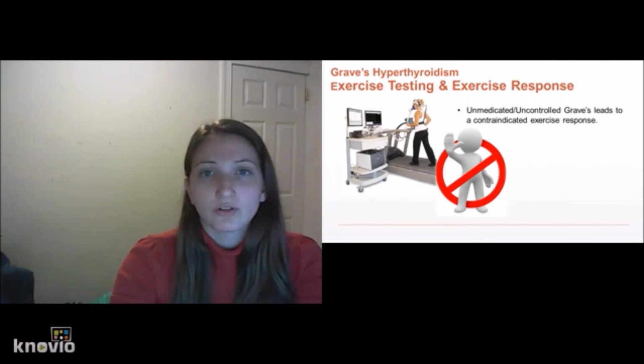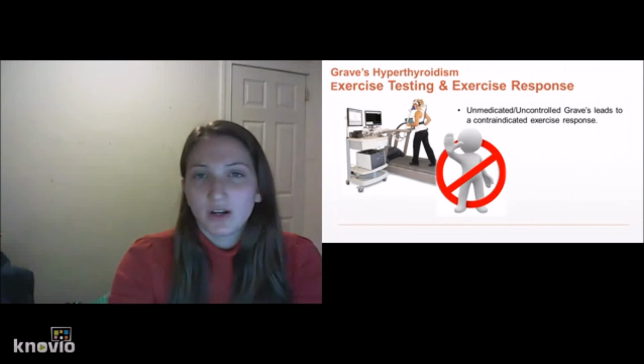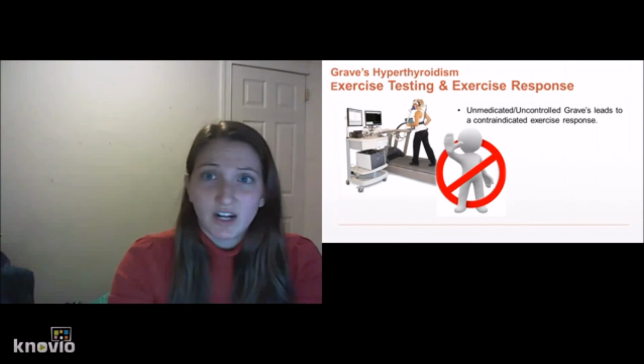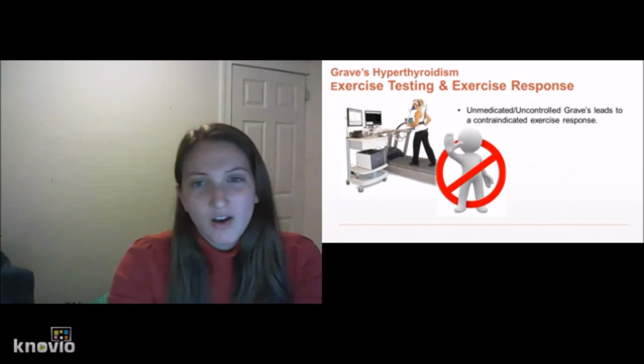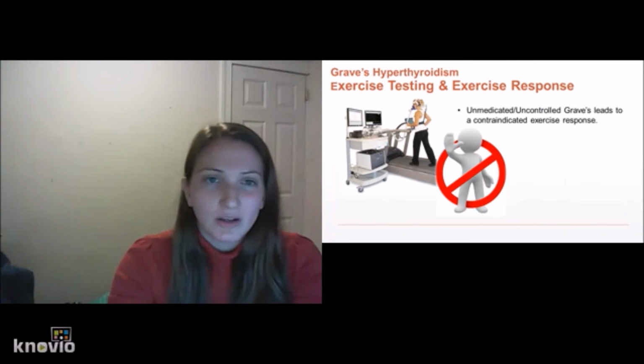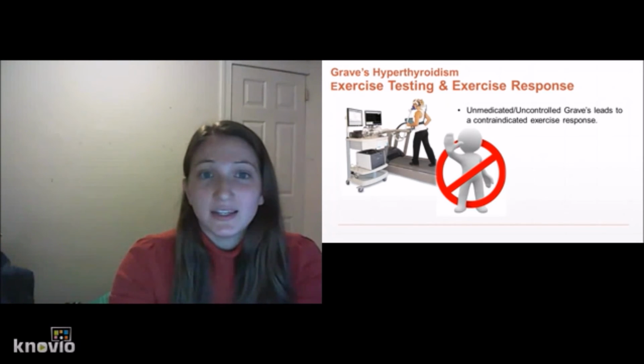People with uncontrolled Graves' hyperthyroidism have an abnormally high metabolic rate. Their metabolism functions as if they were always running on a treadmill, even at rest. So when they exercise, it puts an extreme amount of stress on their body, and they can fatigue very quickly.